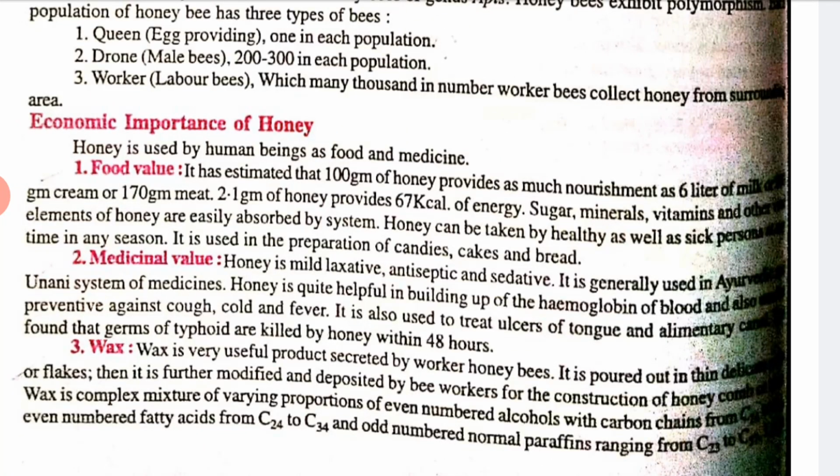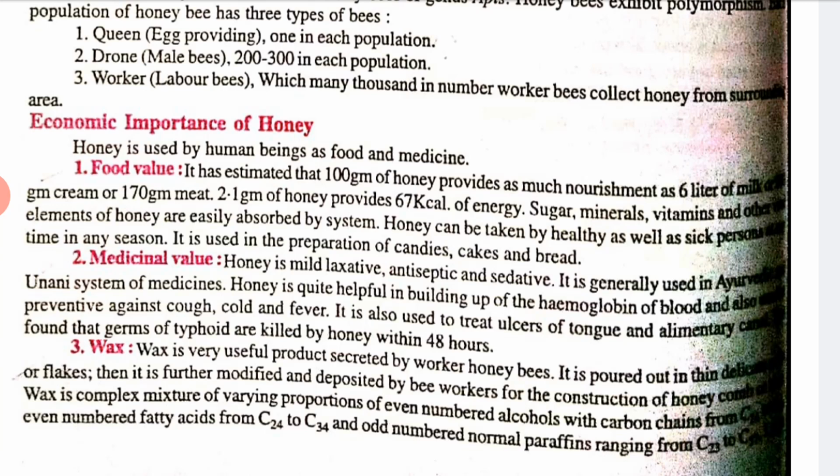Like food value, medicinal value, and wax products, right? Honey is useful for human beings as food and also as a medicine. For food value, it is estimated that 100 grams of honey provides as much nourishment as 6 liters of milk, 800 grams of cream or 170 grams of meat. 21 grams of honey provides 67 kcal of energy, and sugar, also minerals, vitamins and other vital elements, which are easily absorbed by the system. Honey can be taken by healthy as well as sick persons at any time in any season. It is used in the preparation of candies, cakes and breads also. So this is the food value.